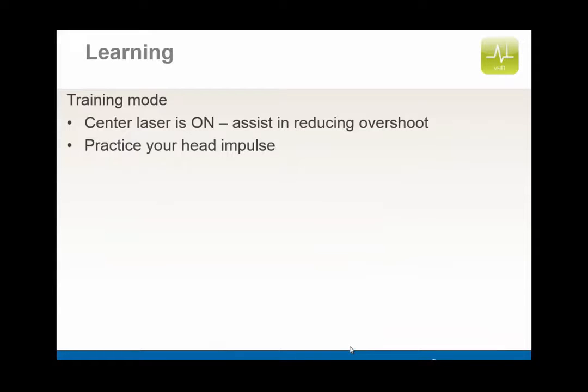So again, that center laser is on during training mode, and it's to assist you in reducing overshoot. You do not want to be performing overshoot, because if I was going leftward, I'm stimulating the left canal, then I'm bringing the head back to the right and I'm stimulating the right canal, and you don't want to do that. You want to isolate the left side from the right side. Okay? So it helps you practice your head impulse and do a better job in learning how to perform a proper head impulse.